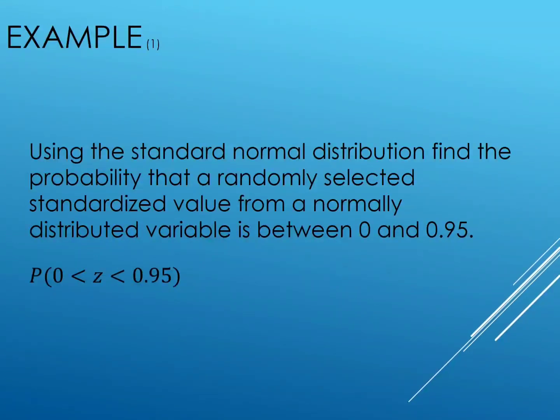So let's look at some examples to understand what I was talking about. So using the standard normal distribution, so when I say standard normal distribution, that means the mean is 0 and it is a bell-shaped distribution. Find the probability that a randomly selected standardized value from a normally distributed variable is between 0 and 0.95. So we're finding the probability that the z-score is between 0 and 0.95, or the percentage depending on the question. But in this question it said find the probability, so we do not write it in percentage form for the answer.